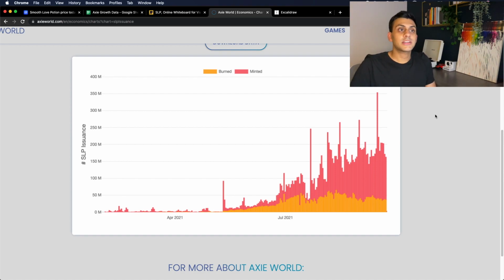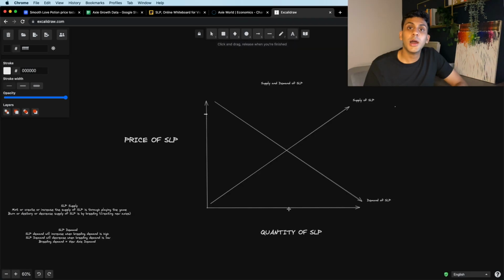And Axie World actually puts out this great data set that shows us the amount of SLP burned and minted per day. You can see the orange color is burned and the pinkish color is minted. So right now the amount of SLP being minted is much higher than the amount of SLP being burned. Therefore, the supply of SLP is increasing. A common complaint I see about Axie Infinity is that there are not enough burn mechanisms within the game, which is causing SLP prices to decline. So what does this mean visually?